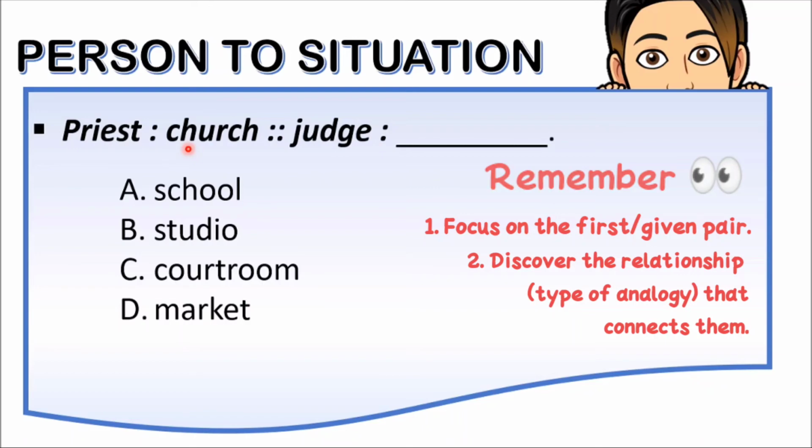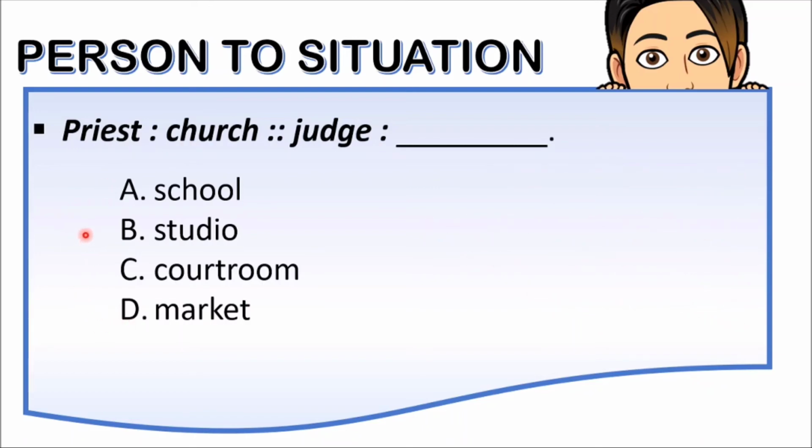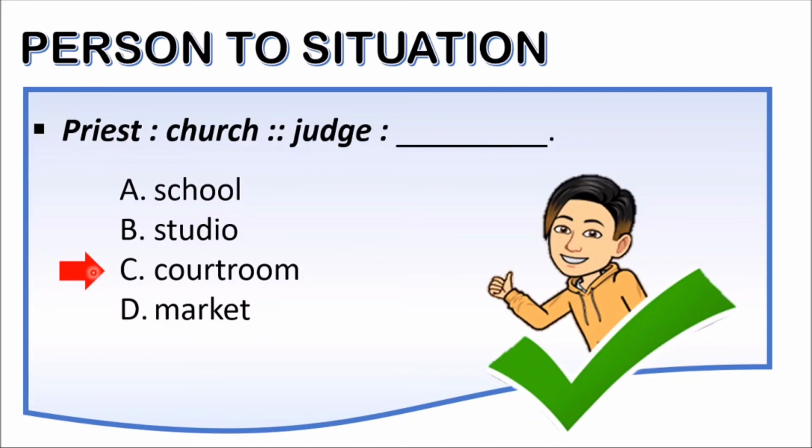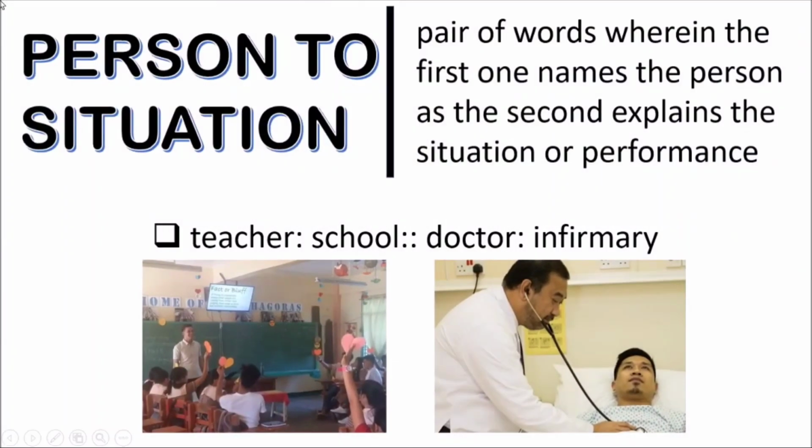So, which among the given options below would tell us the place where a judge performs his or her duty? Is it letter A, school, letter B, studio, letter C, courtroom, or letter D, market? The correct answer is actually letter C, courtroom. So, what is a person to situation analogy? It has pair of words wherein the first one names the person and the second explains the situation or the performance of that person. For example, teacher is to school as doctor is to infirmary.